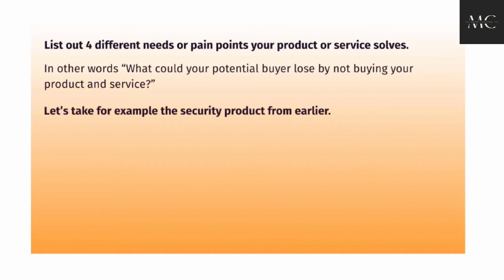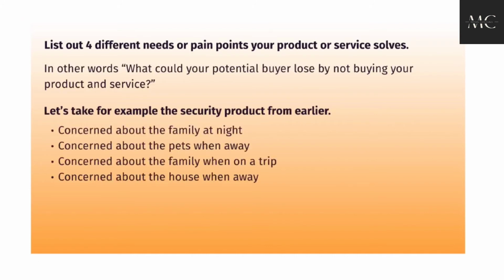Let's take, for example, the security product from earlier. If we write down the 4 different needs or pain points that a security product in general would solve, number 1, it would solve that anxiety and that fear and that concern about the family at night. Concern about pets when they're away. Concern about family when they are on a trip or anyone that's away. Concern about the house when they are away. Those are just 4 of the pain points that everybody most likely feels.